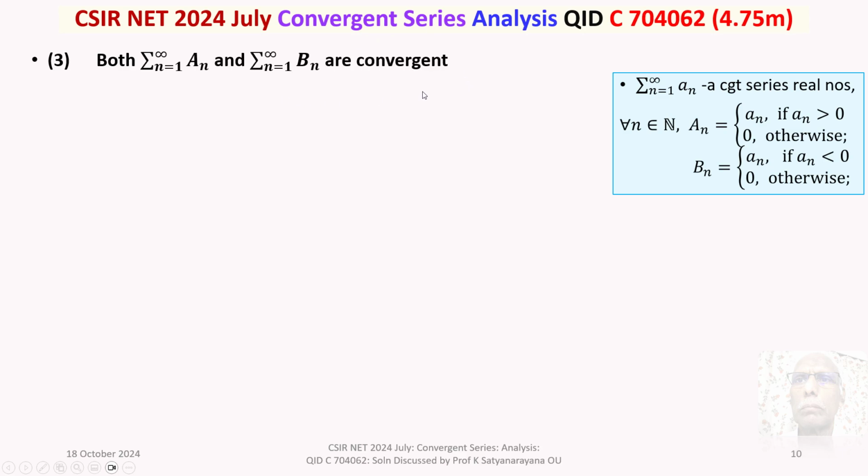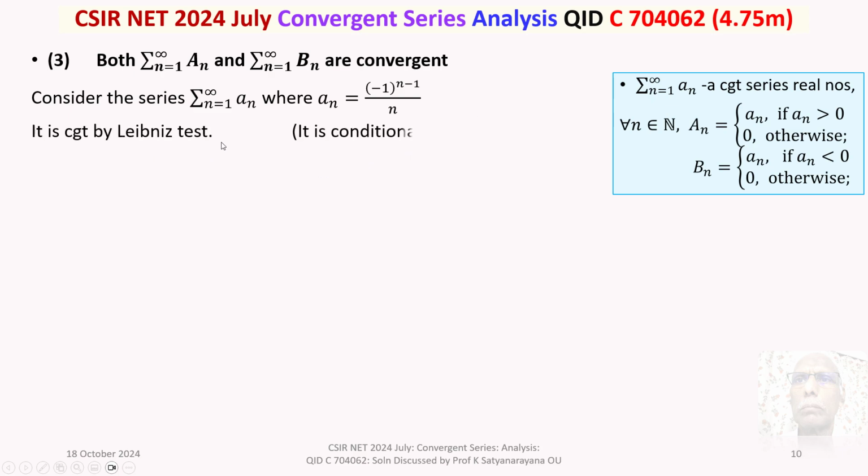So we give a counter example. Consider the series sigma n equal to 1 to infinity an, where an is minus 1 to the power of n minus 1 by n. It's an alternating series, one of the most well-known examples. And it is convergent by Leibniz test. It is in fact conditionally convergent. It is convergent, and when you consider their mod absolute values, then it is not absolutely convergent.